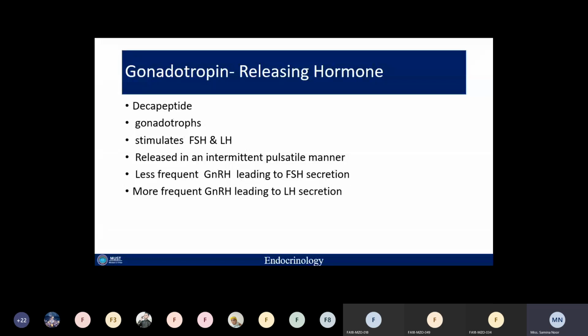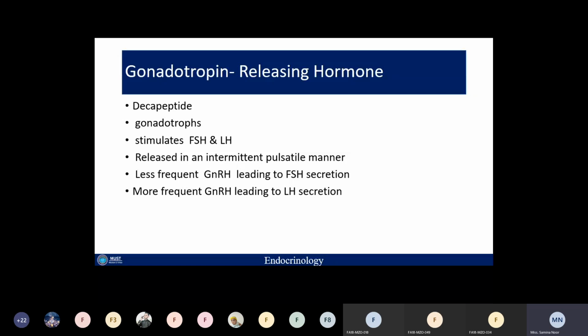So the gonadotrophin releasing hormone is a key regulator of the secretion of both FSH and LH from the gonadotrophs. Both FSH and LH are two different types of gonadotrophins. Both are released in response to a single kind of chemical messenger, and this chemical messenger is referred to as gonadotrophin releasing hormone.